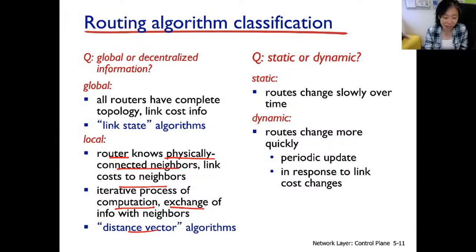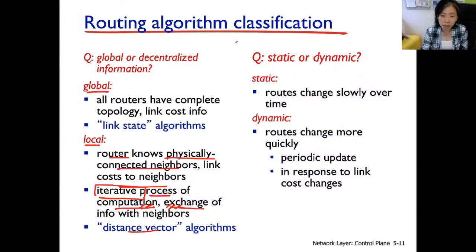So the process is: computation, exchange, computation again, exchange again, computation yet again, exchange yet again. The process is very iterative. It's going to take some time, but eventually, as the information propagates through the network, everyone converges to the least cost path. So it is a very different model of doing route computation: link state routing being global, distance vector routing being local.